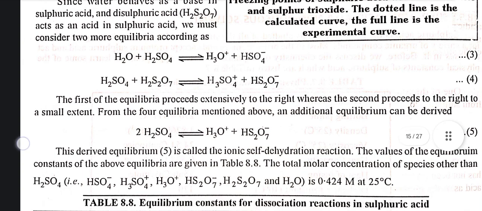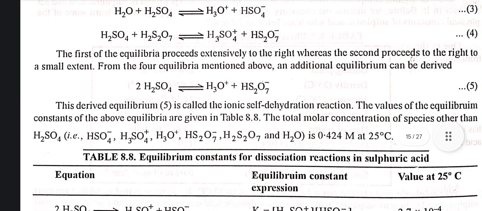This derived equilibrium is called the ionic self-dehydration reaction. The value of the equilibrium constant of the above equilibria is given by the total molar concentration of species other than H2SO4, for example HSO4 negative, H3SO4 positive, H3O positive, HS2O7 negative, H2S2O7, and H2O, which is 0.424 molar at 25 degrees Celsius.